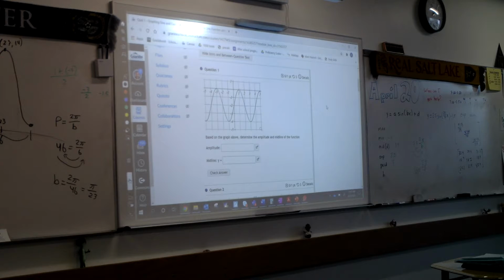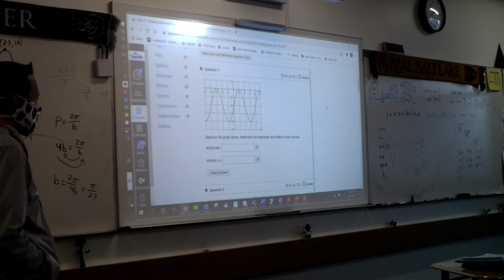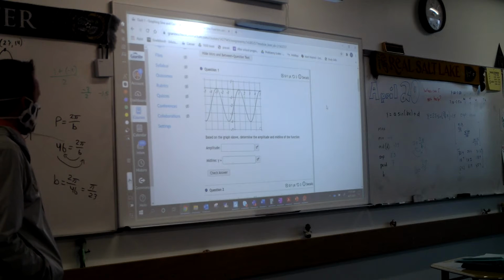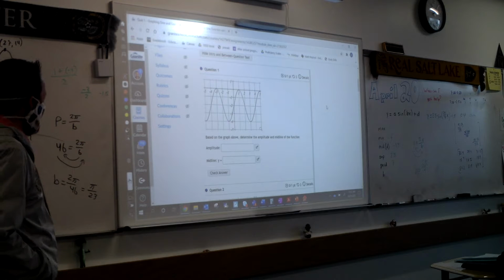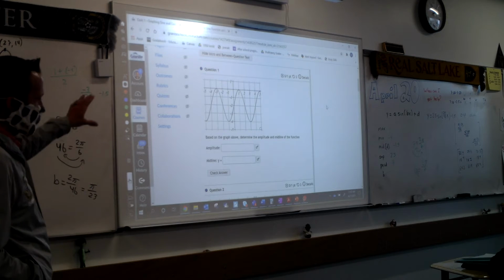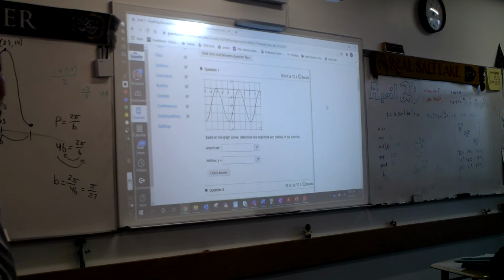Based on the graph above, determine the amplitude and midline. This shouldn't be too hard. I want you to turn to your neighbor and just take about 20 seconds here. What is the amplitude? What is the midline based on that? And if you can't see, you can move closer. But talk to your neighbor. I want to hear talking. Go.